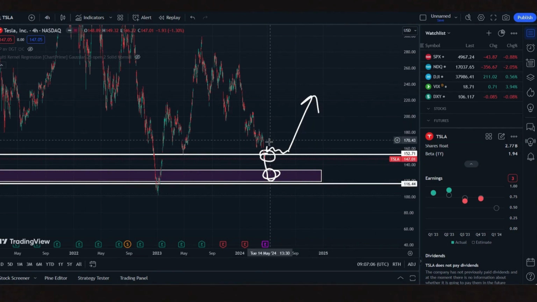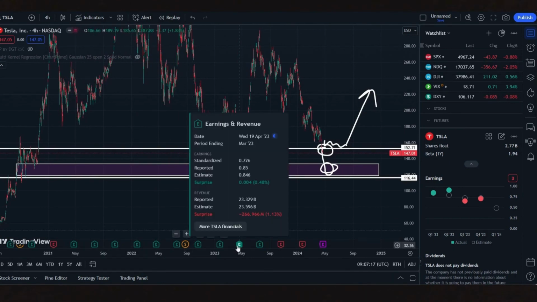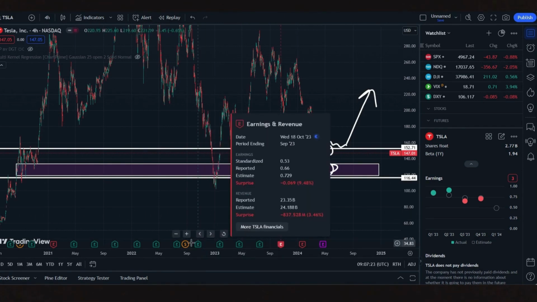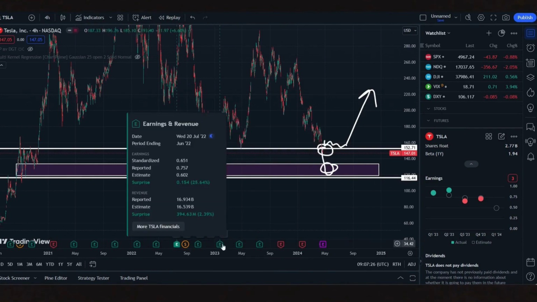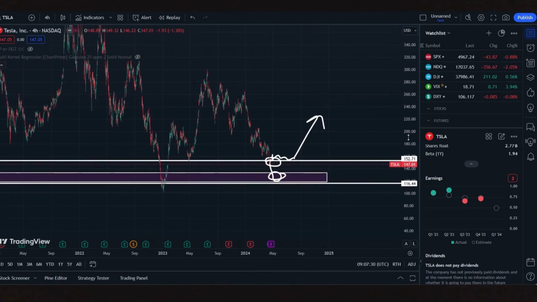But if the stock price keeps falling, it's not so important, because as you can see, we have had so many quarters in which Tesla just beat the earnings and revenues expectations. So I believe it's a good time for Tesla to come back and reach the price levels that we would like to see.